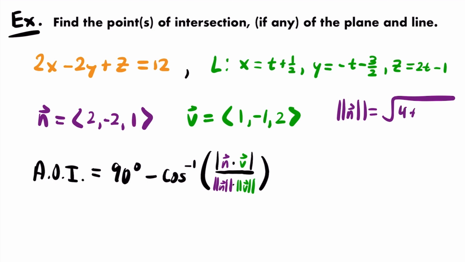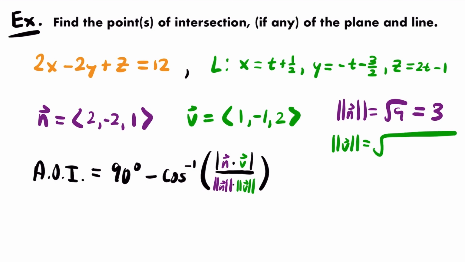So we have 4 plus 4 plus 1. And 4 plus 4 is 8 plus 1 is 9. And so this just becomes the square root of 9, which is equal to 3.